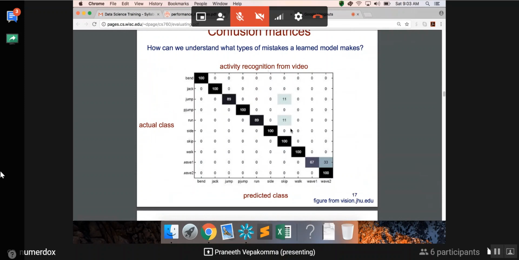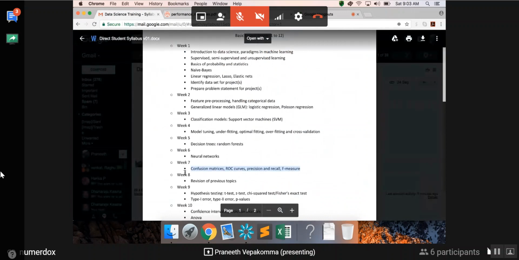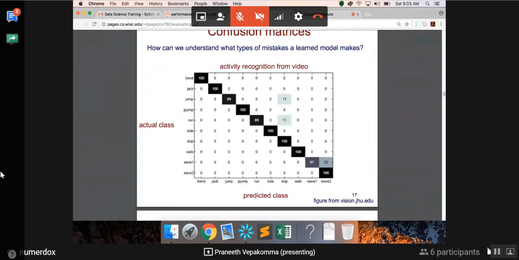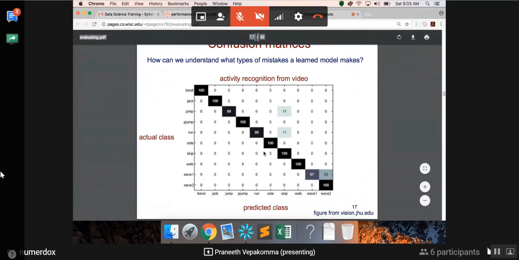Now comes the true context to what we wanted to cover, which is this. We wanted to cover these different metrics. So we start with confusion matrices. It's an important metric.